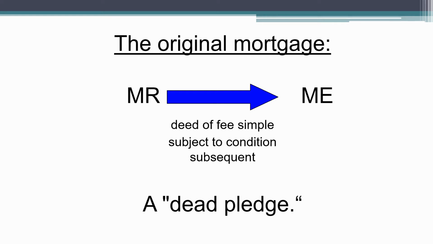If the mortgagor paid the debt on the proper day, then the pledge or transfer to the mortgagee became dead. And so the original term mortgage literally was mort gage, that is, a dead pledge. It became dead by virtue of the loan being paid off. If the loan was not paid off, on the other hand, then the mortgagee was allowed to keep title to the property.